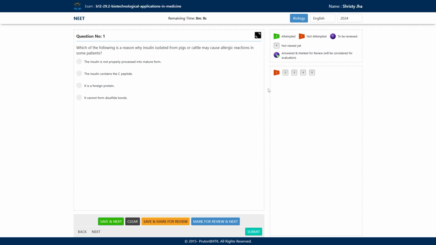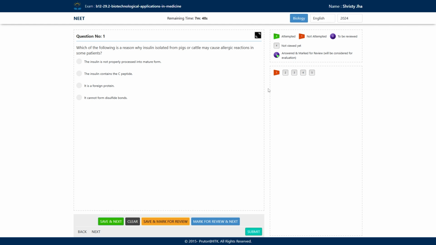So options are, first, the insulin is not properly processed into mature form. Okay, let's see the next option. The insulin contains the C peptide. Third, it is a foreign protein. And fourth, it cannot form disulfide bonds.